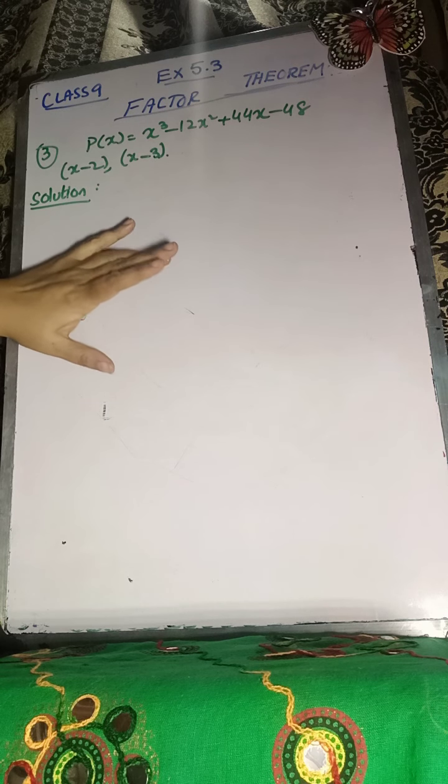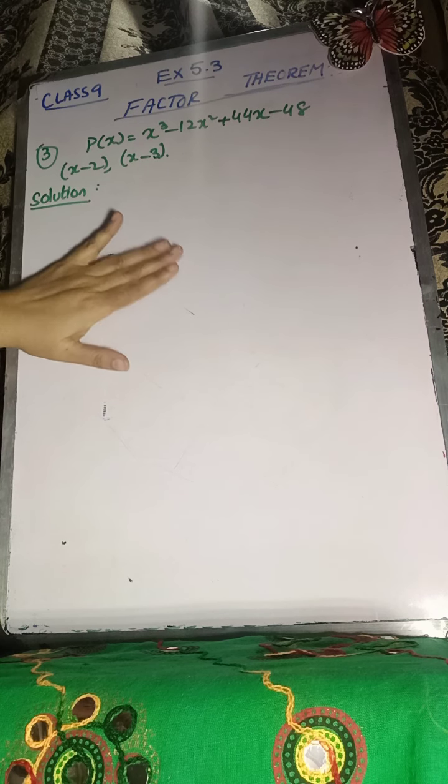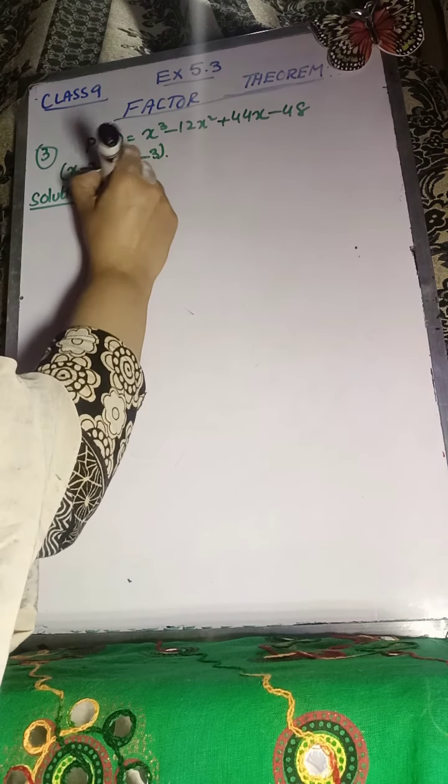Okay, so we know that these two will be the factors of this polynomial if the remainder is equal to 0. So what we have to do is find the remainder when this polynomial is divided by x minus 2, and then once more find the remainder when the same polynomial is divided by x minus 3. If the remainder comes out to be equal to 0, then you know that the divisor will be a factor. So we have to find the remainders in both the cases.